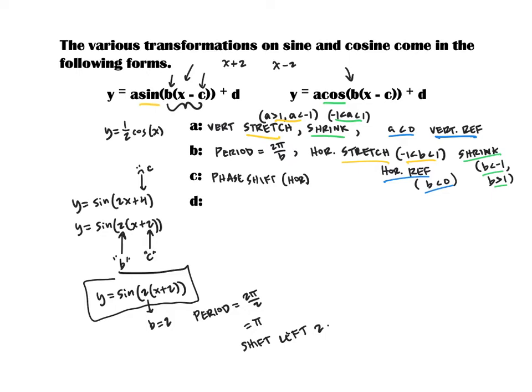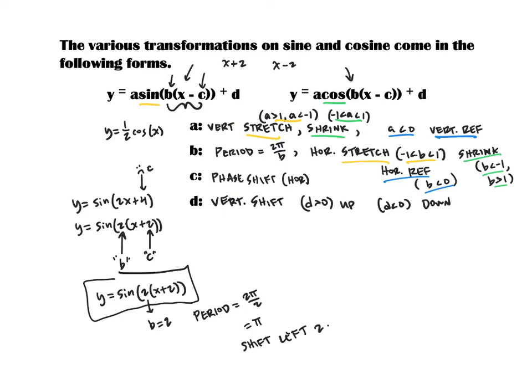Okay, and finally, D is very simple. It is a vertical shift. If D is greater than 0, it's going up. And if D is less than 0, it's going down, moving that function either up or down.